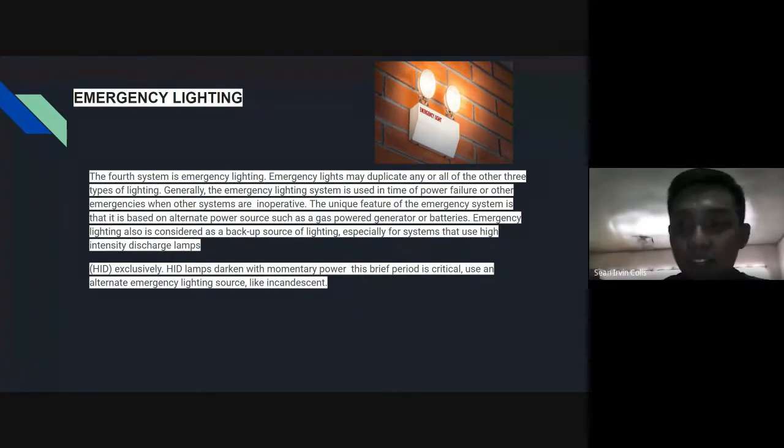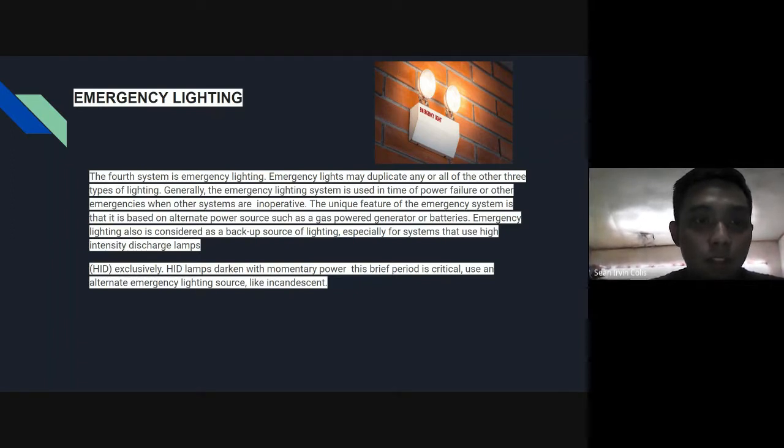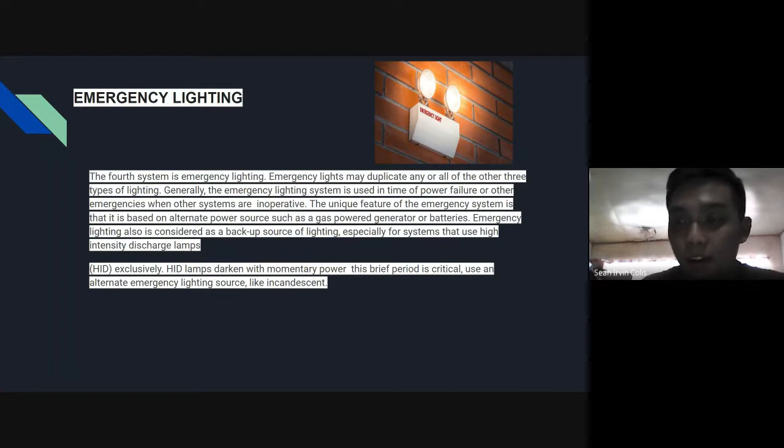Emergency lighting. The fourth system is emergency lighting. Emergency lights may duplicate any or all of the other three types of lighting. Generally, the emergency lighting system is used in time of power failure or other emergencies when other systems are inoperative. So meaning, if we experience brownouts and power interruptions, this may come in handy because emergency lightings are usually on our walls and they generate electricity when there's still electricity. So basically, when there's no electricity, they're our alternative. So they serve as our light.